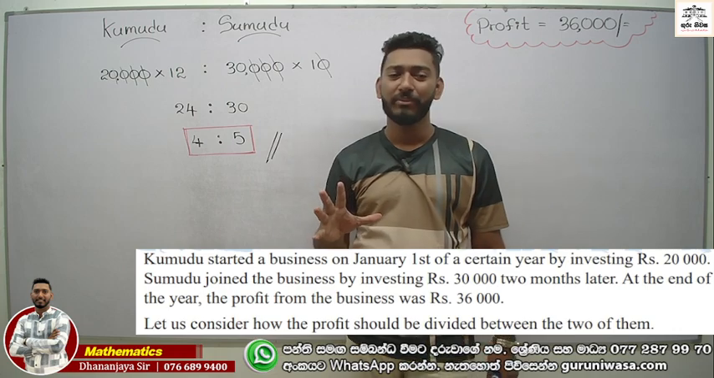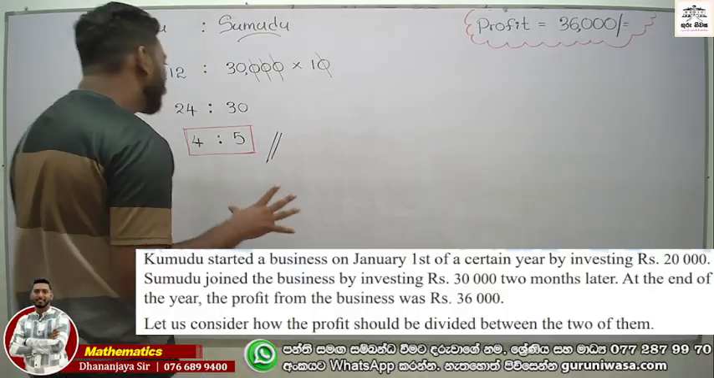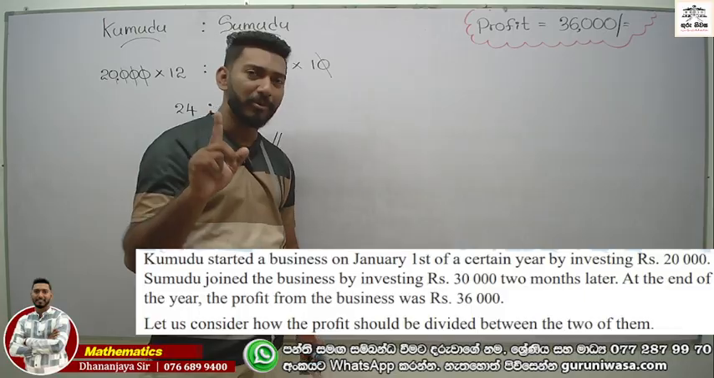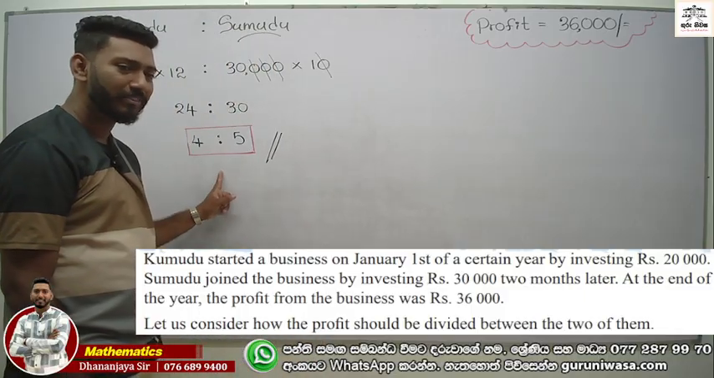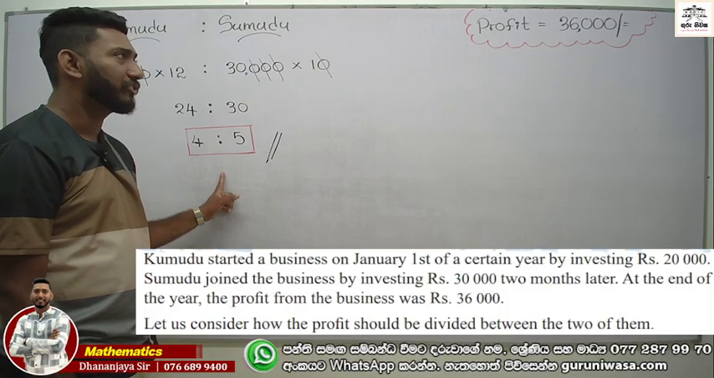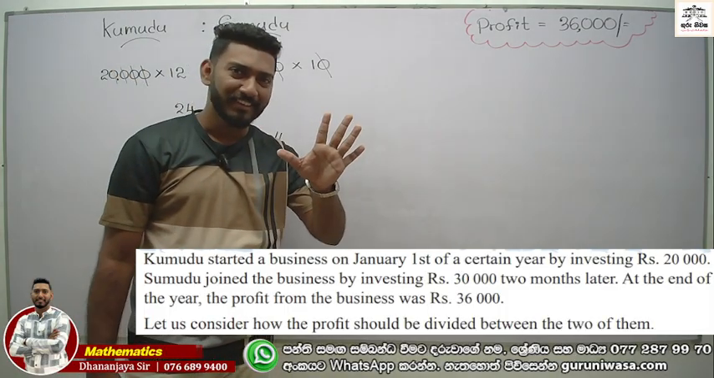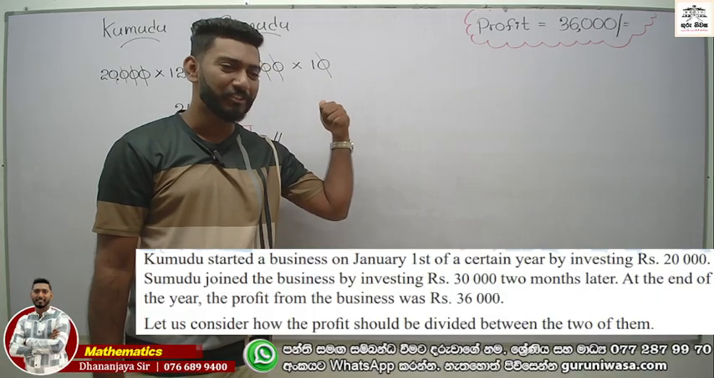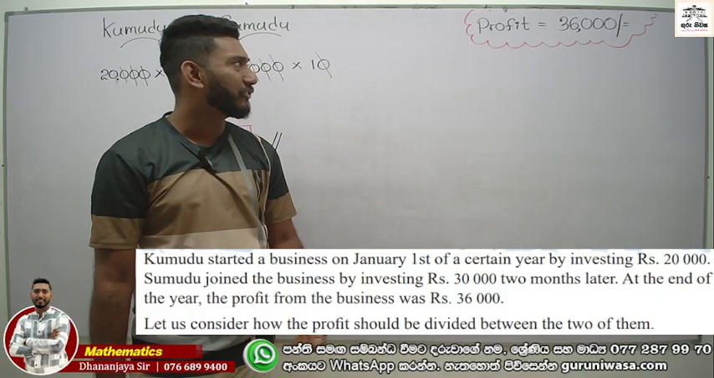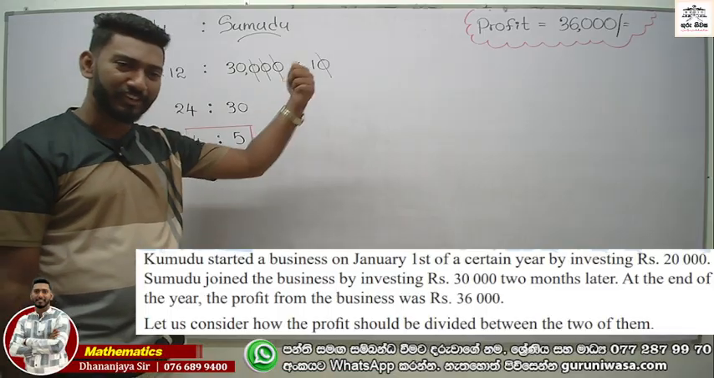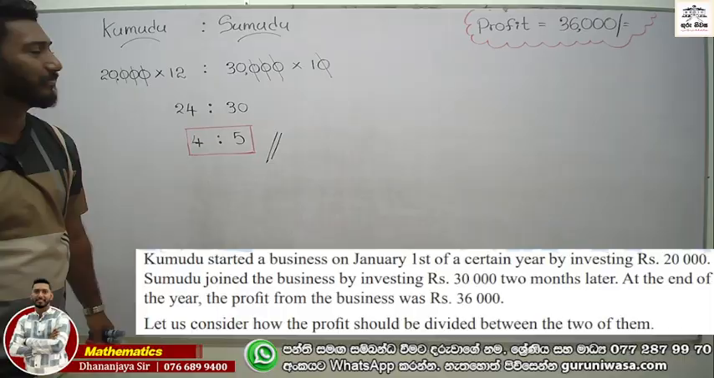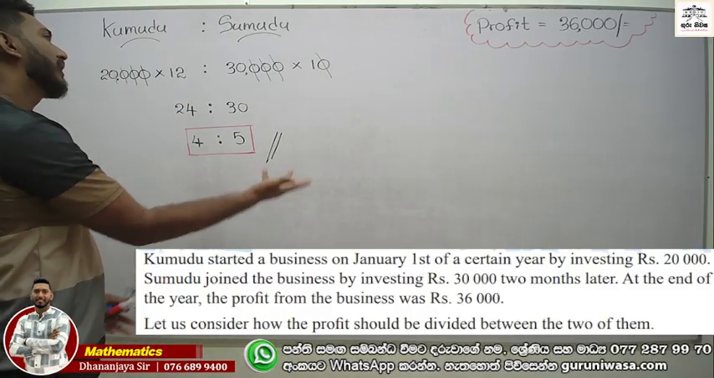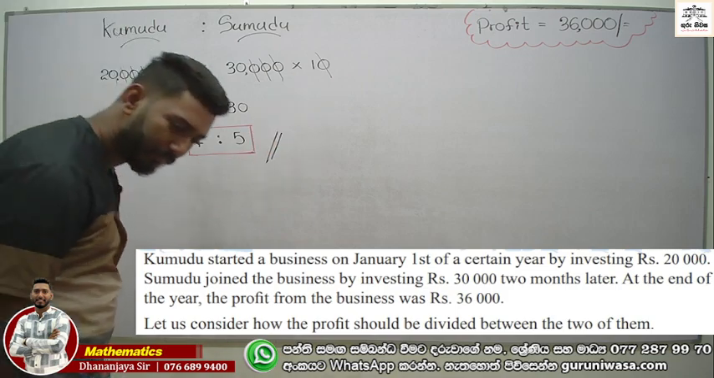Now I am going to discuss how to divide into this ratio. Now you know how to use this ratio. Does everyone remember how to calculate the profit now? Can you find the answer, everyone? How much did Kumudu receive and how much of the profit did Sumudu receive? Any method. And this is the relevant ratio. Now you have a ratio. Now you can calculate the profit. Let's find the answer nicely.